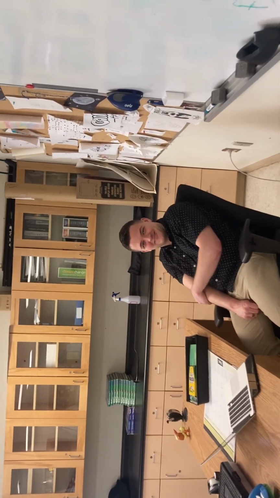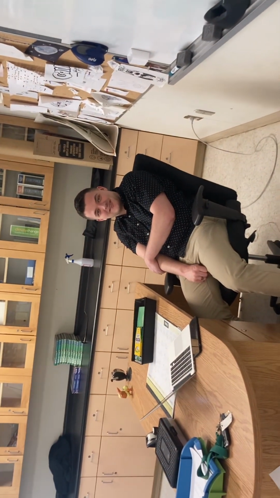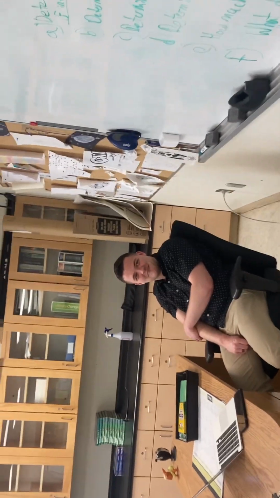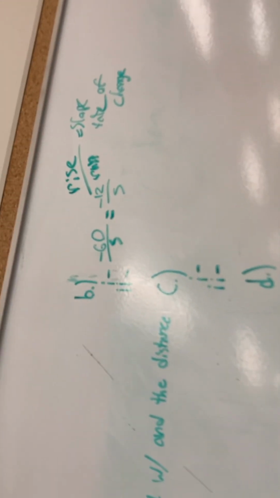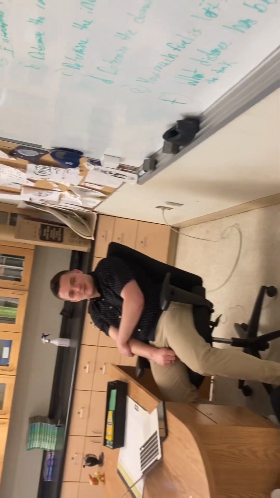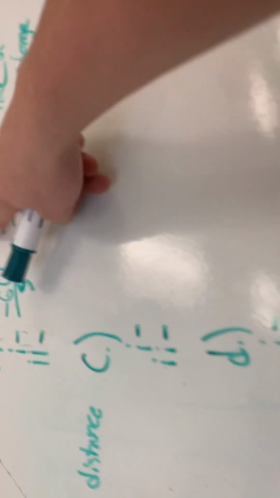Right? He says no. Why not? I'm not going to tell you. Why isn't it negative 12 over 5? Please, I don't want to tell you the answer. Please tell me. What's 60 divided by 5? 12. What's 12 divided by 5? I don't know. Oh, I can't do that, can I?